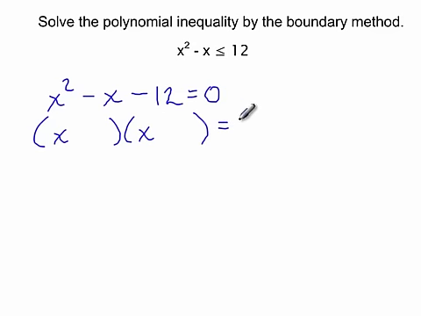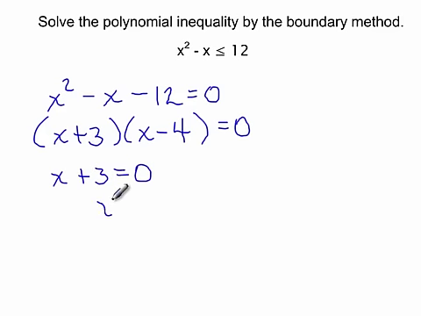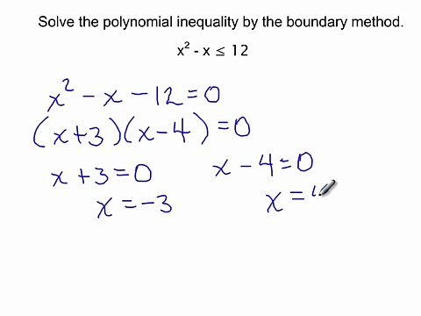To get a negative 12, I know I need a positive times a negative. And I'm going to use 4 times 3. I want a negative for my middle term, so I will put my largest number, my 4, by the negative. So x plus 3 will equal 0, which means that 0 actually would be negative 3. Or x minus 4 is going to equal 0, which means that will be 4. So my zeros are negative 3 and 4.